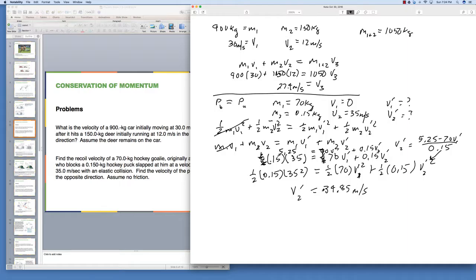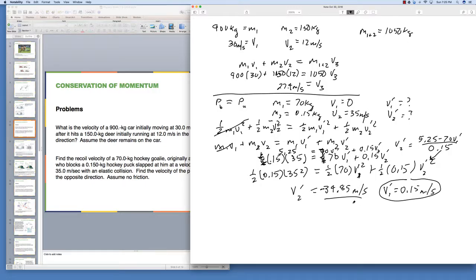If you do all that, I got for V2 prime 34.85 meters per second. It's actually in the opposite direction, and that makes V1 prime 0.15 meters per second, which makes sense. A big goalie gets hit by this, it's going to be a pretty small number. So that makes sense for the goalie, and then this is bounced off at about the same speed in the opposite direction. But you can go through that if you want to and check it out.